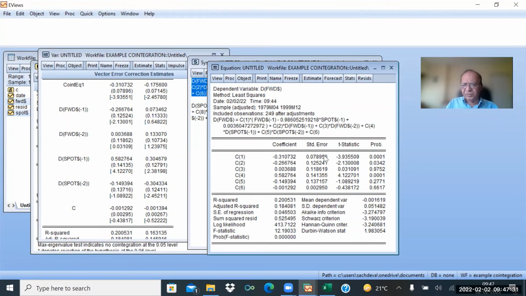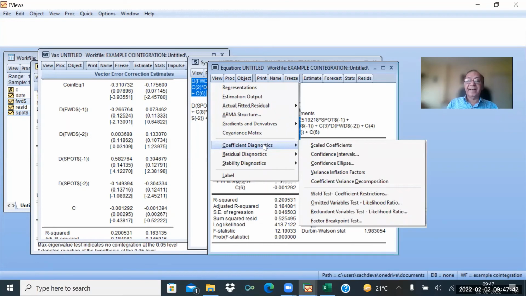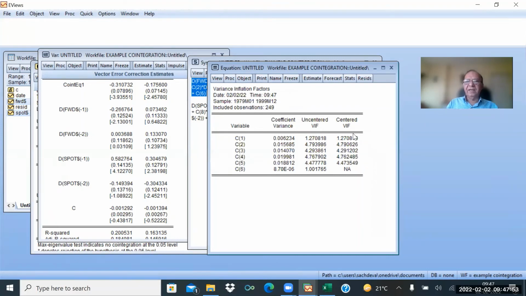This equation can be saved. So we can use this equation view and we can do the coefficient diagnostic. Coefficient diagnostic may show whether there is multicollinearity or not. We will see the variance inflation factors. Now see, all the values of C1, C2, C3, C4, C6 is constant, so there is no problem. All the centered values are less than 5, it means there is no multicollinearity in the equation.